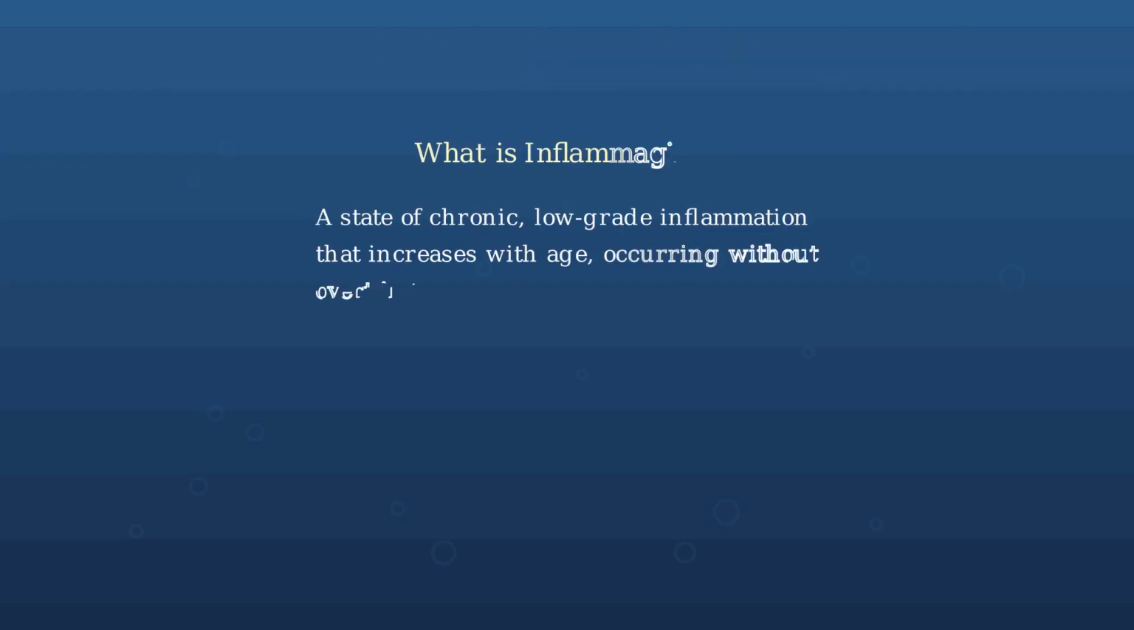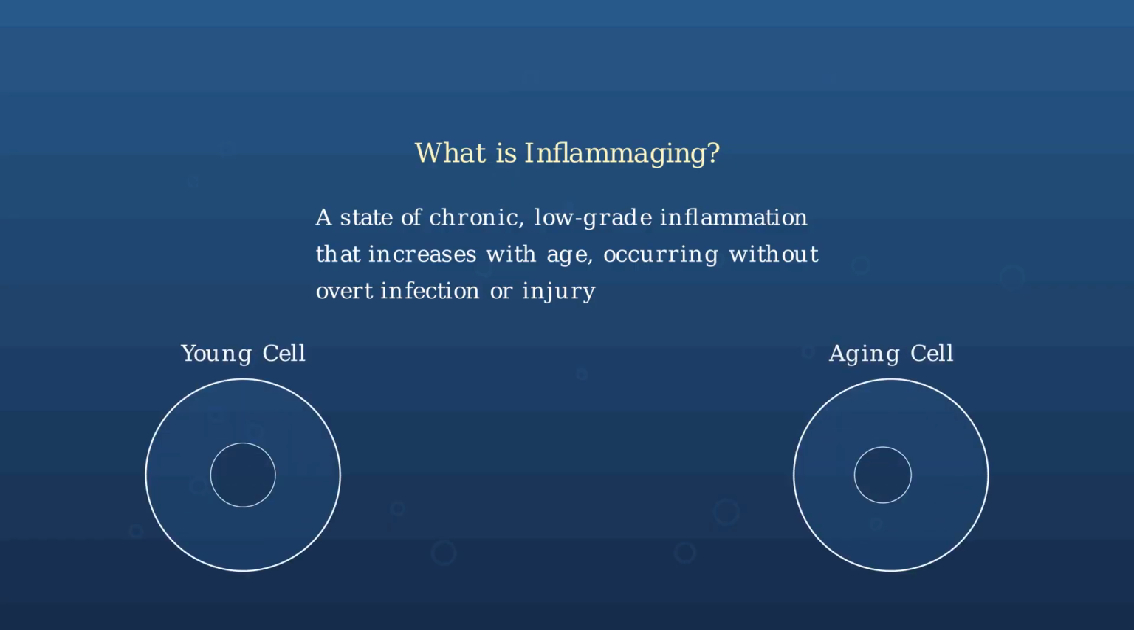Inflammation and aging are closely connected through a phenomenon known as inflammaging. Inflammaging refers to a state of chronic, low-grade inflammation that naturally increases as we age, even without obvious infection or injury. The difference between young and aging cells is striking. Young cells maintain proper function with minimal inflammation markers. In contrast, aging cells accumulate damage and exhibit increased inflammatory signals, shown here in red. These inflammatory signals actively pulsate, constantly releasing pro-inflammatory molecules into the surrounding tissues.